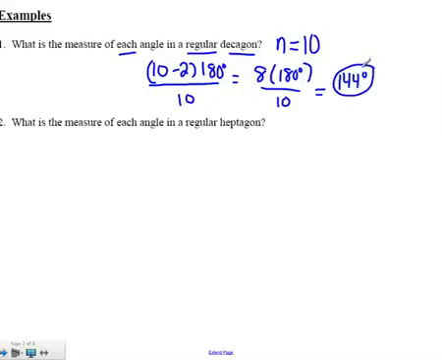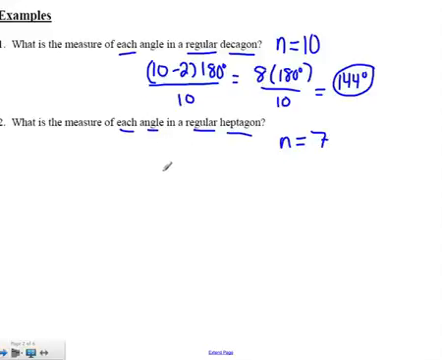Okay, so each interior angle of a regular decagon is going to be 144 degrees. It says, what is the measure of each angle of a regular heptagon? We'll go through a very similar process. All we do is we say that n equals, well, heptagon. Heptagon means 7 sides. Remember, they can say heptagon or septagon.